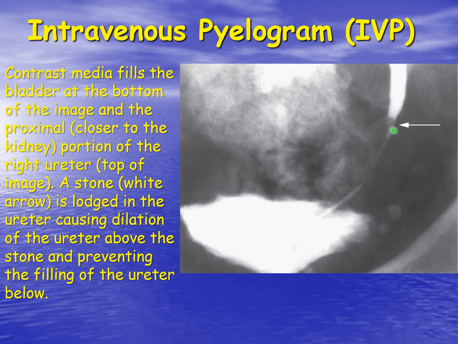And if you notice right here at the arrow, it almost looks like a little small marble. That's because that is a kidney stone that is trying to pass through the ureter and causing a major obstruction right there. And I can guarantee you a lot of pain for this patient as well.